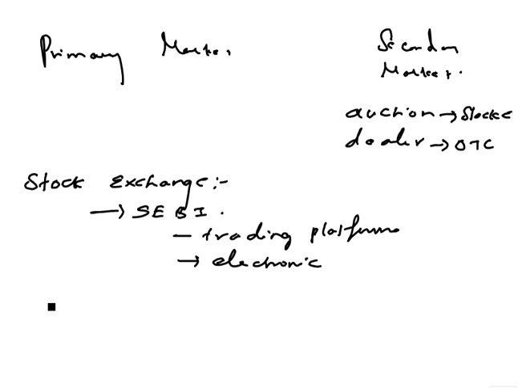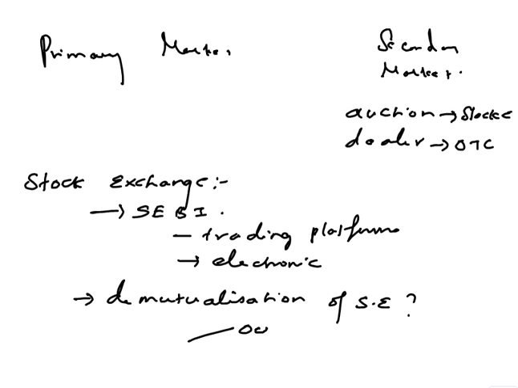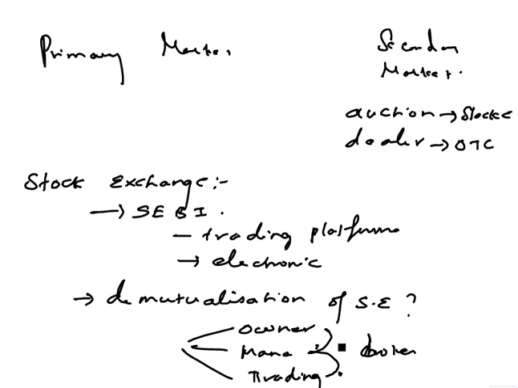And there is something called demutualization. This is a peculiar characteristic of a stock exchange. What is demutualization? Demutualization means a legal structure of an exchange whereby the ownership, the management, and the trading are all independent of each other. In the case of a mutual exchange, the ownership is related to management and the management is related to trading. Particularly, there will be a broker who will do all three activities together.